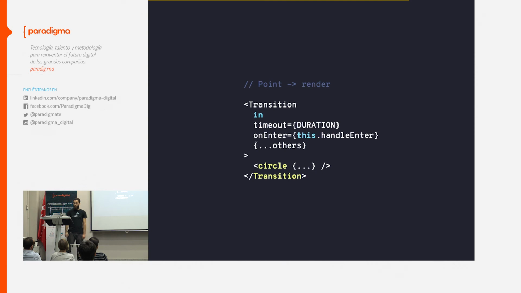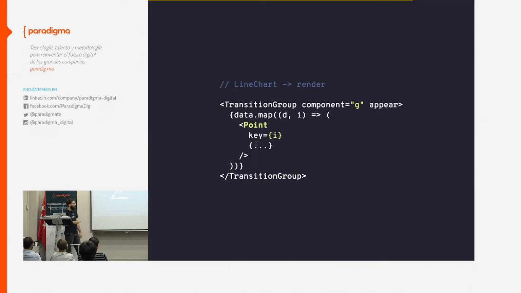So the way you will use it is, in this case, I'm wrapping the point with a transition component, which gives us our onEnter callback that we need to start our D3 animation function. And then we wrap all our points in a transition group. And this is very important, because transition group, by default, renders a div, but we cannot have a div inside of an SVG, so we need to specify the transition group to render a group instead.